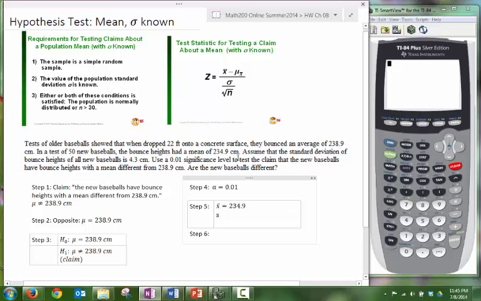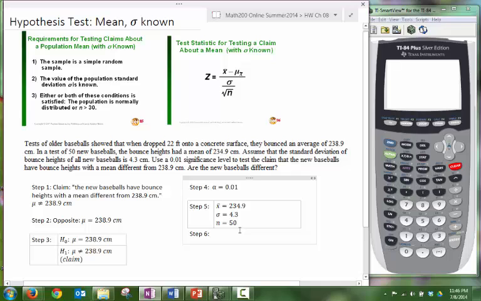Our standard deviation was also given to us. Actually, we don't need the standard deviation. We actually need to provide the population standard deviation since we're assuming that. So our sigma in this case is going to be 4.3 centimeters. And then the number of baseballs that we're testing, n, is equal to 50.